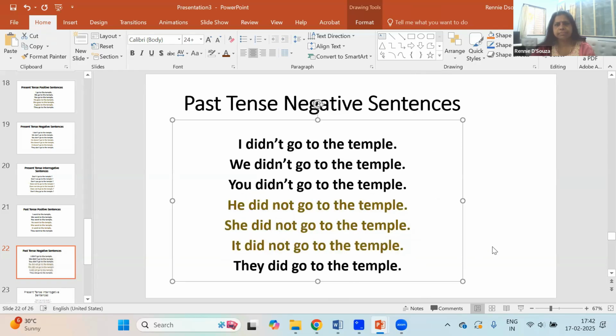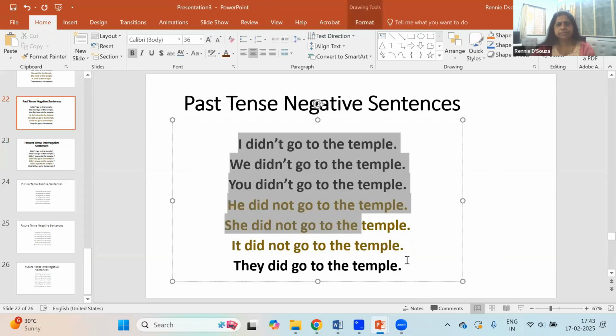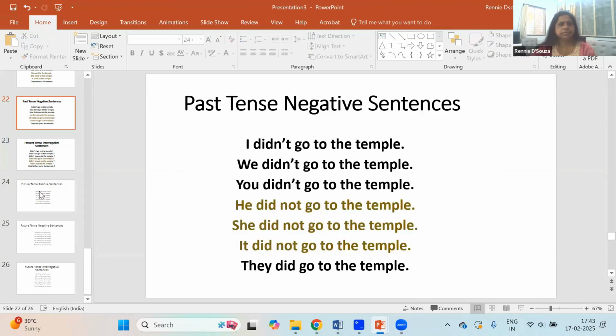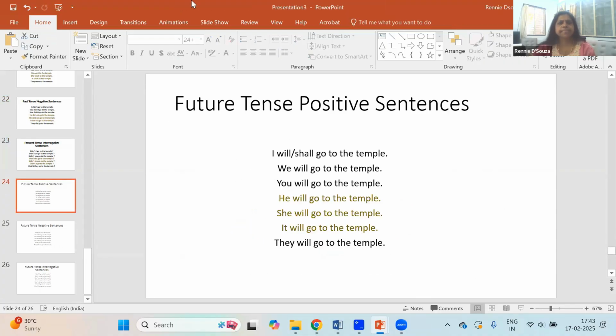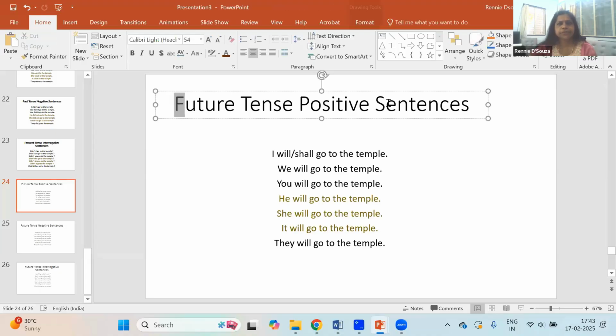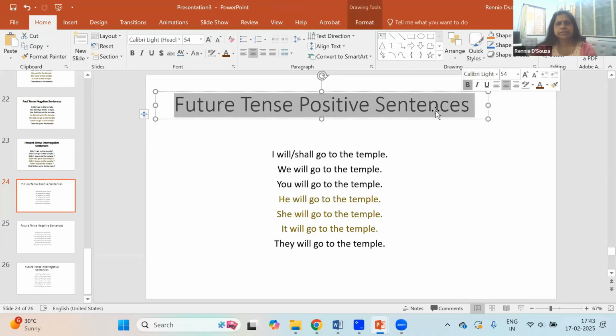I did not go to the temple. We did not go to the temple. You did not go to the temple. He did not go to the temple. She did not go to the temple. It did not go to the temple. Alright, and that's the same way.